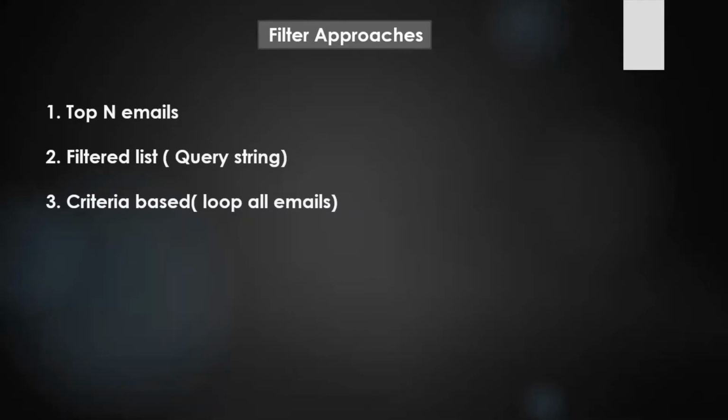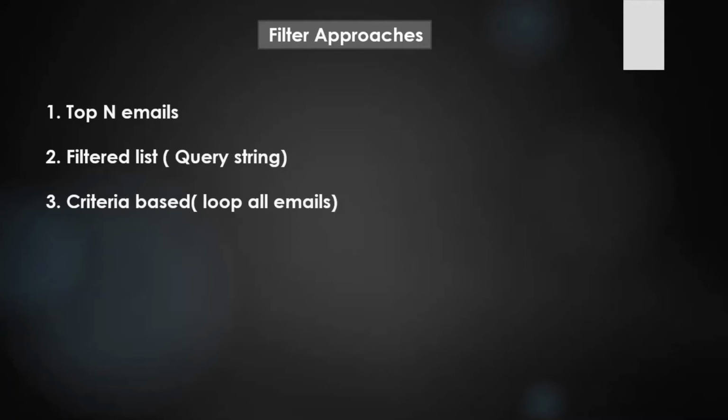The second one is to get a list of filtered mails based on a query string. And this query string contains your filter criteria. This approach can be used when you want to apply a filter on a collection of mails at once. For example, you want to get all mails in which the subject line contains UiPath. So here you are applying a filter query on a collection of mails and getting a subset of those emails as the output.